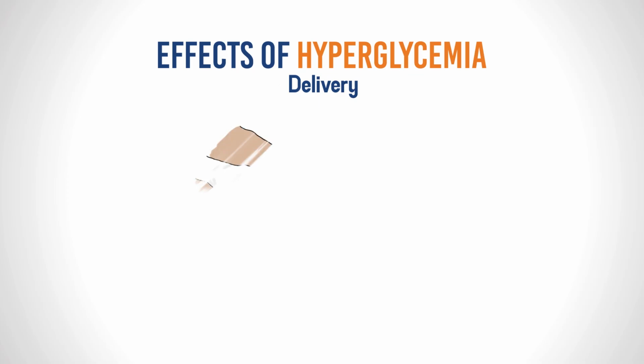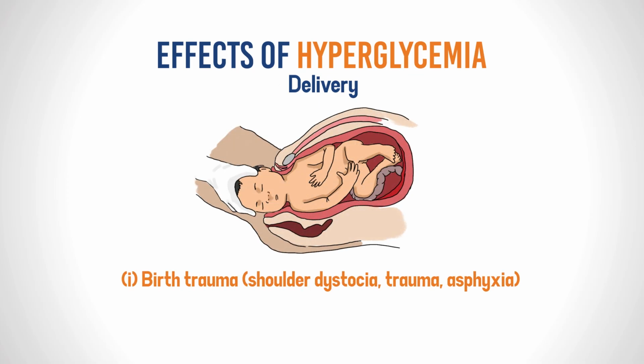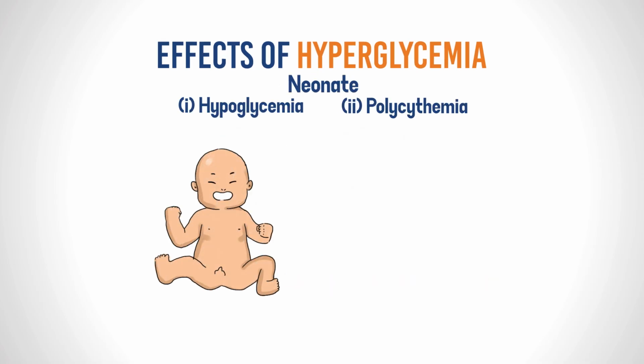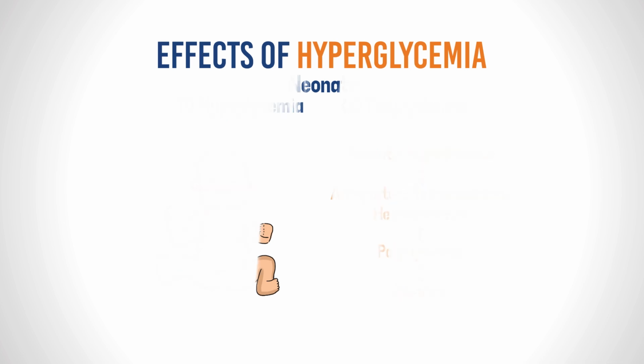Fetal macrosomia increases the risk of shoulder dystocia, birth trauma, and asphyxia at delivery. Fetal hyperinsulinemia predisposes to neonatal hypoglycemia and promotes antepartum extramedullary hematopoiesis. Polycythemia, in turn, increases the risk of neonatal jaundice.